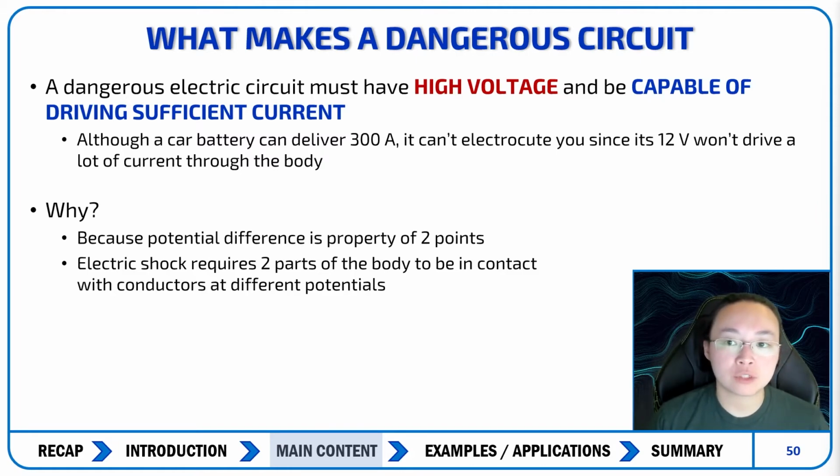So moving on, what makes a dangerous circuit? A dangerous electric circuit, so it's no longer about the human body, it's about the construction of the circuit itself. A dangerous electric circuit must have high voltage and be capable of driving sufficient current. So although a car battery can deliver 300 amps, it can't electrocute you since its 12-volt battery is not going to drive a lot of current through the body. So keep in mind, you need 10,000 volts in order to drive a dangerous current throughout your body. So a car really can't electrocute you since its 12 volts is really not enough.